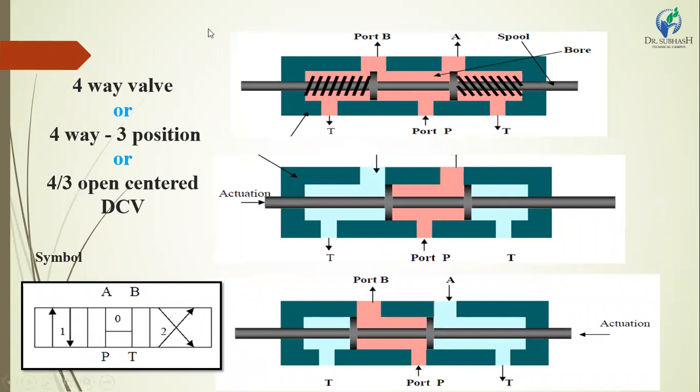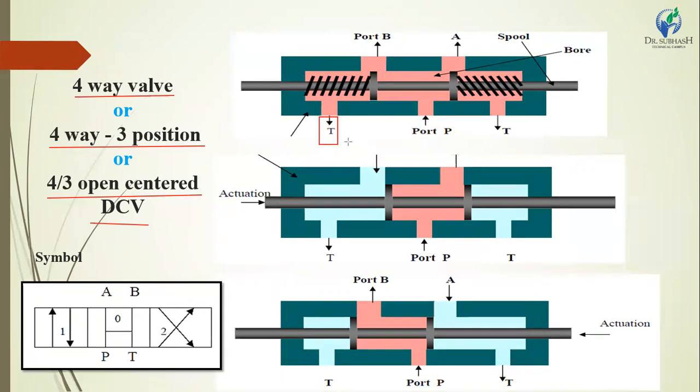The next is the 4-way, 3 position valve, the 4x3 open center DCV. There are 3 possible names for this type of valve. First is a 4-way valve, the 4-way 3 position valve, or the 4x3 open center direction control valve. You have to know the notation for that.